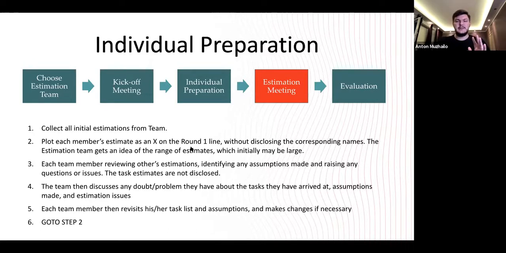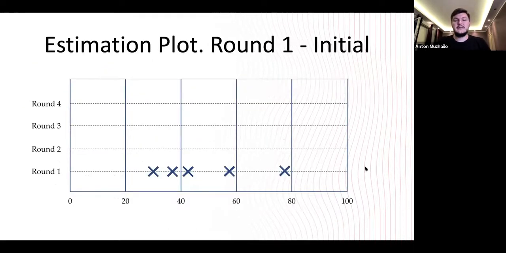So just look at this. This is the estimation plot for round one. So there are 5 people, they vote, and they see, okay, I voted like 30, 37, maybe 42, 58, and 78. So at this point, nobody knows who voted for what. And right now the biggest goal is to shrink those votes to some range that can be acceptable.